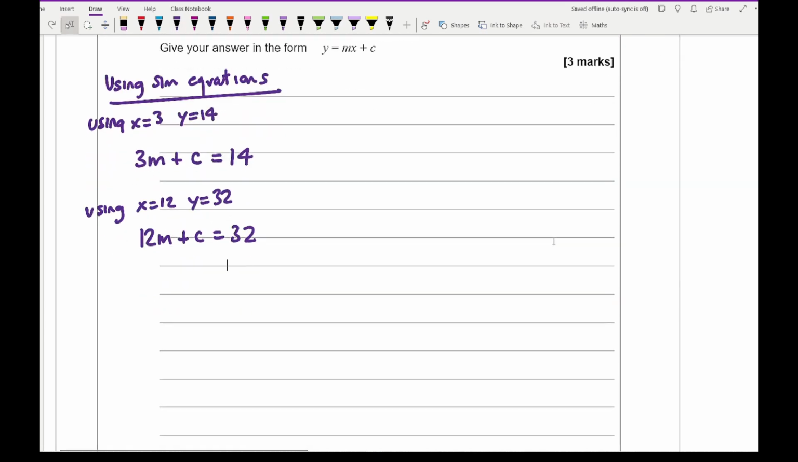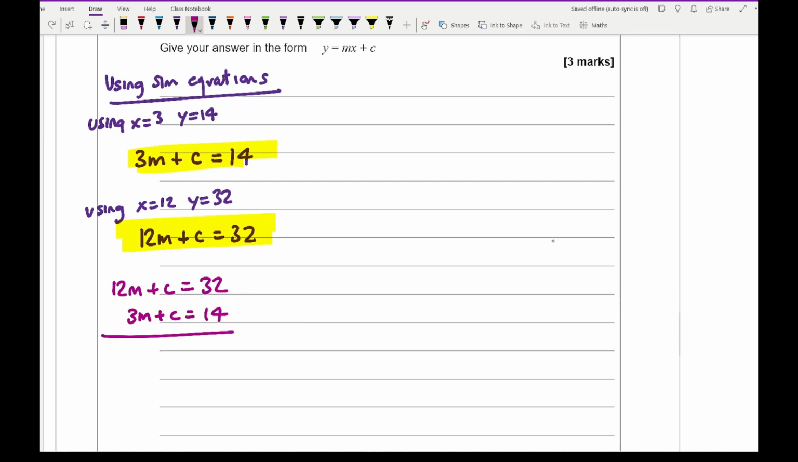Now using those two equations, what do I get? Well, I get 12m plus c equals 32, and I get 3m plus c equals 14. Now I've got the same number of c's and they're both the same sign, so I take them away. So I've got 9m is going to equal 18, and so m equals 2.